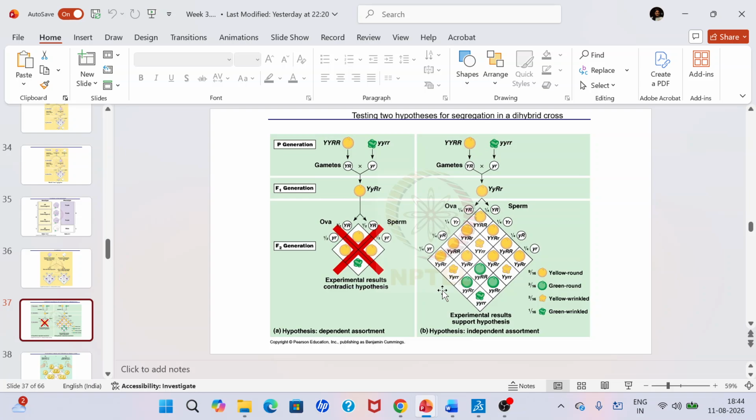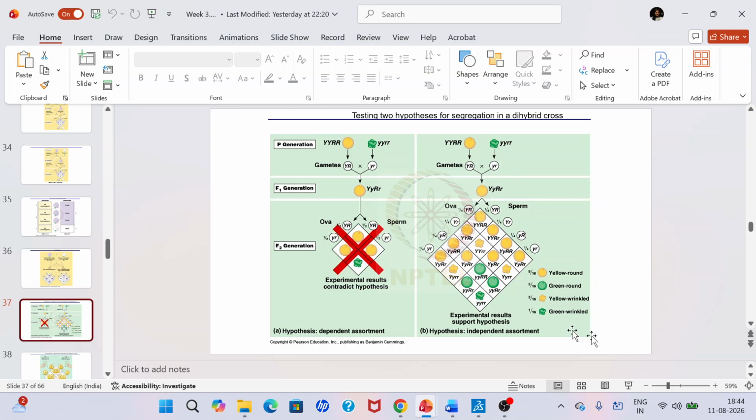Now here the ratio was 9:3:3:1. So what we got here is 9 yellow round, 3 green round, 3 yellow wrinkled, and 1 green wrinkled. It didn't come out to be 3:1. So he found out that the characters were actually getting assorted independently, not with one another. He didn't find any kind of linkage in the characters. He found that yellow was not linked with round, and green was not linked with wrinkled. It was a completely independent situation.